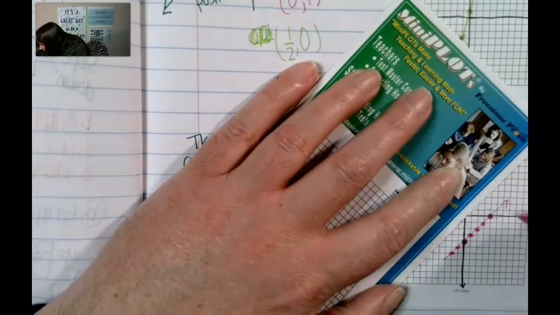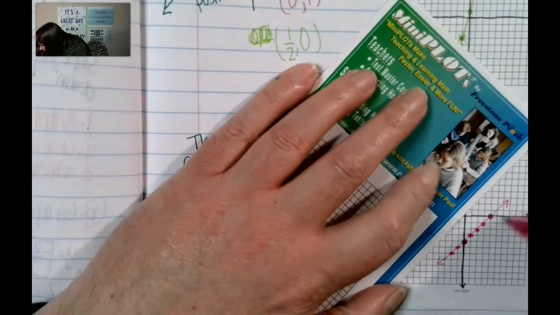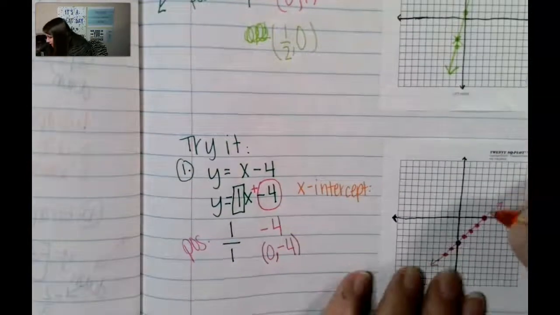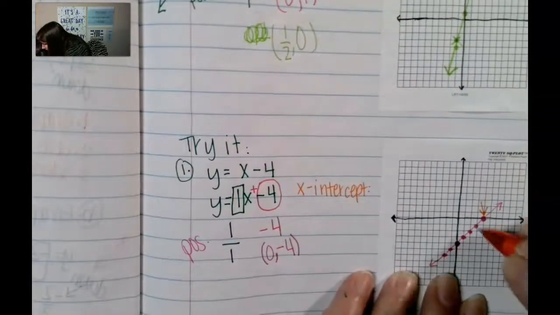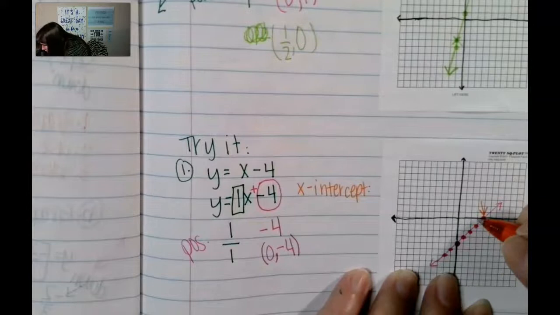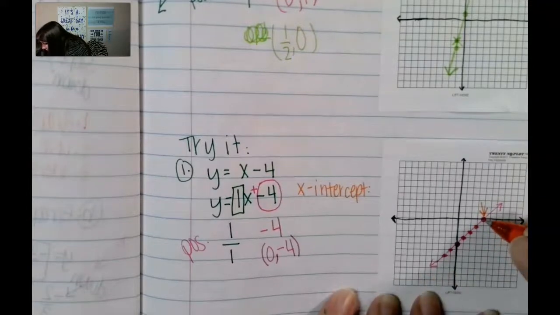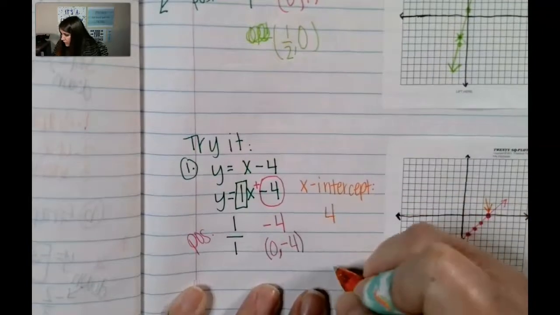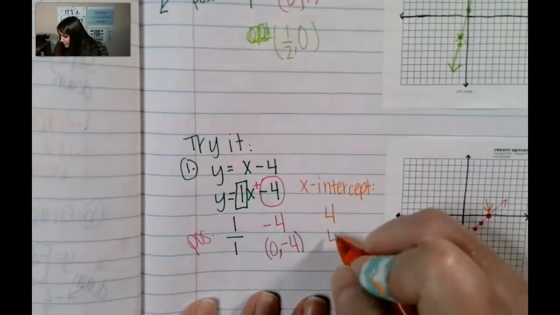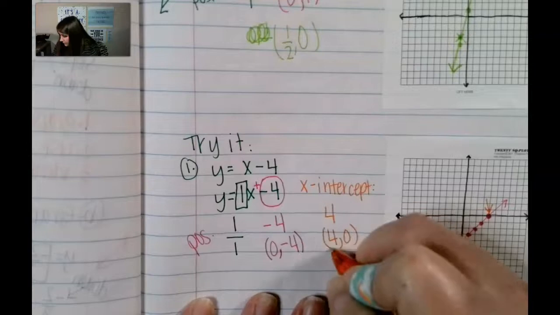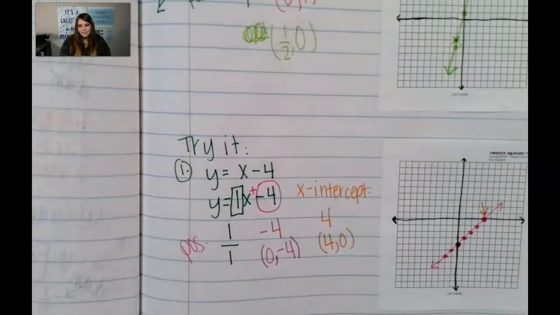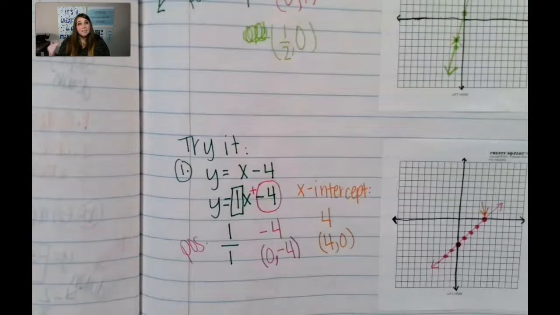Once I draw my line, I can see that my x-intercept is right here, and it's at 1, 2, 3, 4. So positive 4, 0. So 4 is my x-intercept, and the ordered pair is 4, 0. Whew, that was a crazy one. Now you have seen it all.